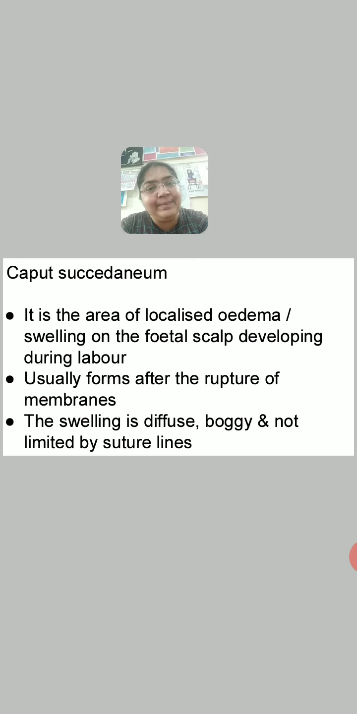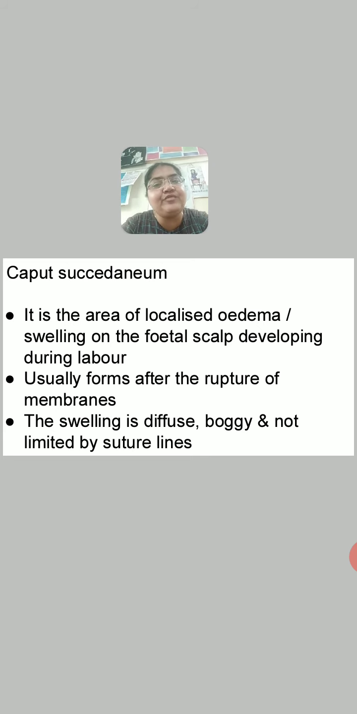So at that time, after the rupture of membrane, the resistance is now directly on the fetal head. It is not through the membrane. Now the head directly comes under the pressure, under the force. So this caput develops. It always develops after the rupture of membrane. So whenever you do the PV examination, and you find that caput is formed on the fetal head, that means membranes have ruptured, right?